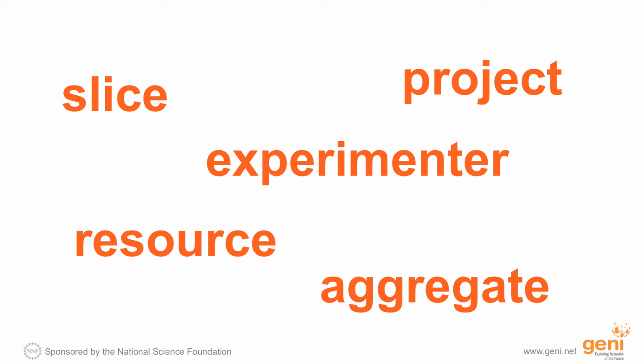There are 5 terms which are helpful for understanding GENI. They are slice, project, experimenter, resource, and aggregate. Let's talk about them one at a time and see how they all fit together.